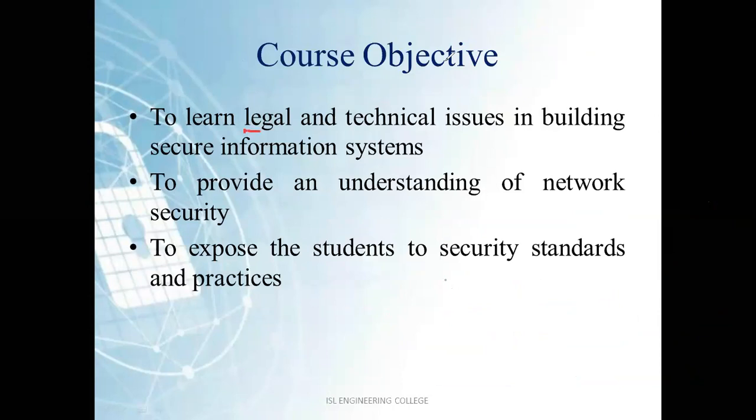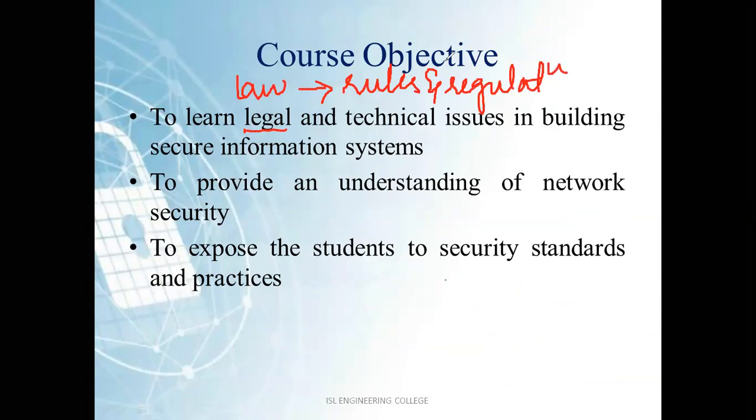Now, legal means it is basically about the law, specifically the rules and regulations. Now, who is going to design these rules and regulations? The government is going to design these rules and regulations for many different activities. That is how you're going to do a particular task based upon a particular activity. Suppose you're designing an information system. There are some laws that you need to follow while you're creating a secure information system.